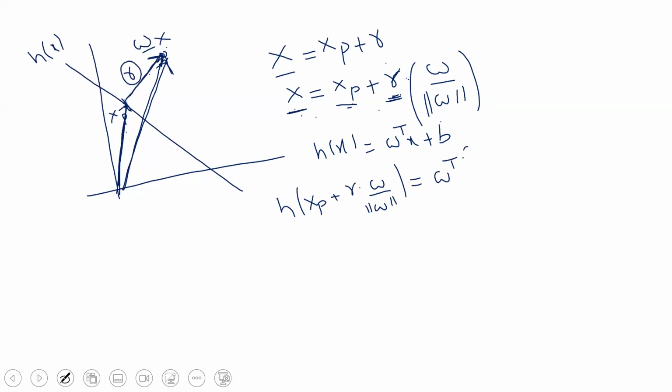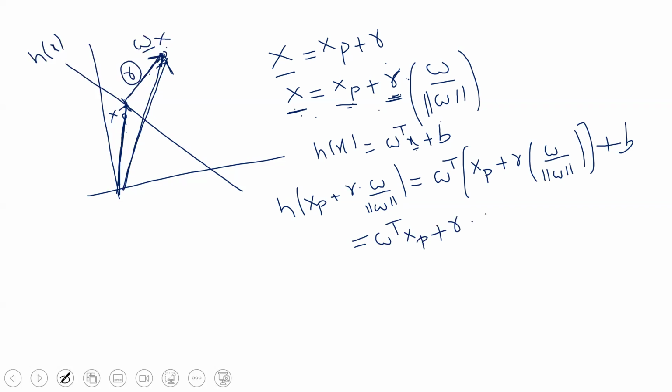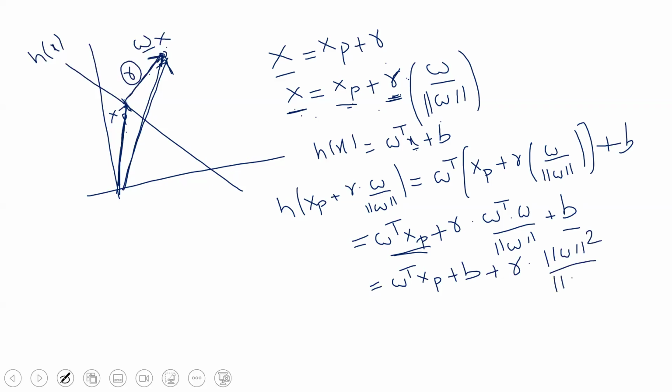So w transpose into xp, replacing x with this whole xp plus r into w by mod w, plus b. If you simplify, this becomes w transpose xp plus r into w transpose w by modulus of w, plus b. Now I can write all of this as w transpose xp plus b plus r into w transpose w, which is modulus of w whole square, divided by modulus of w. It's just a multiplication, so this cancels and this becomes r into modulus of w.